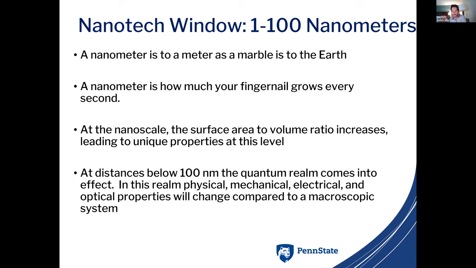Yet nanotechnology is building things that are 1 to 100 nanometers, smaller than how much your fingernail has grown since I've been speaking to you. It's almost unfathomable how small this size scale is. But the reason it matters from a technical standpoint is because when things get this small, the surface area to volume ratio becomes very large. And what that means is more of the chemical bonds are at the surface of the material. And that does things like make the material more chemically reactive.